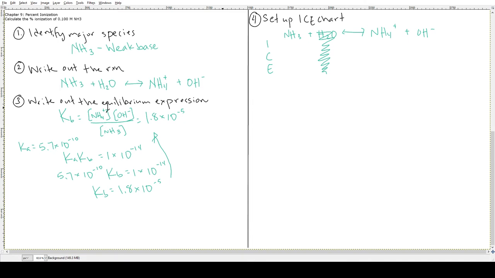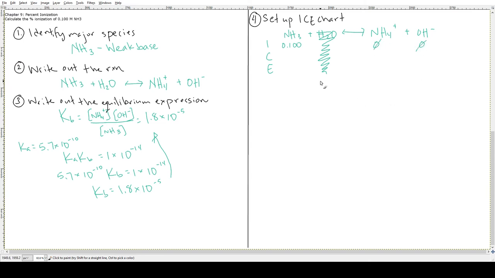Your choice there. Okay, notice that I did not do a dilution because this isn't being diluted. It just told us the concentration, that's all. I'm just going to use it. So 0.100. And at the very beginning, we know it has not formed any products.